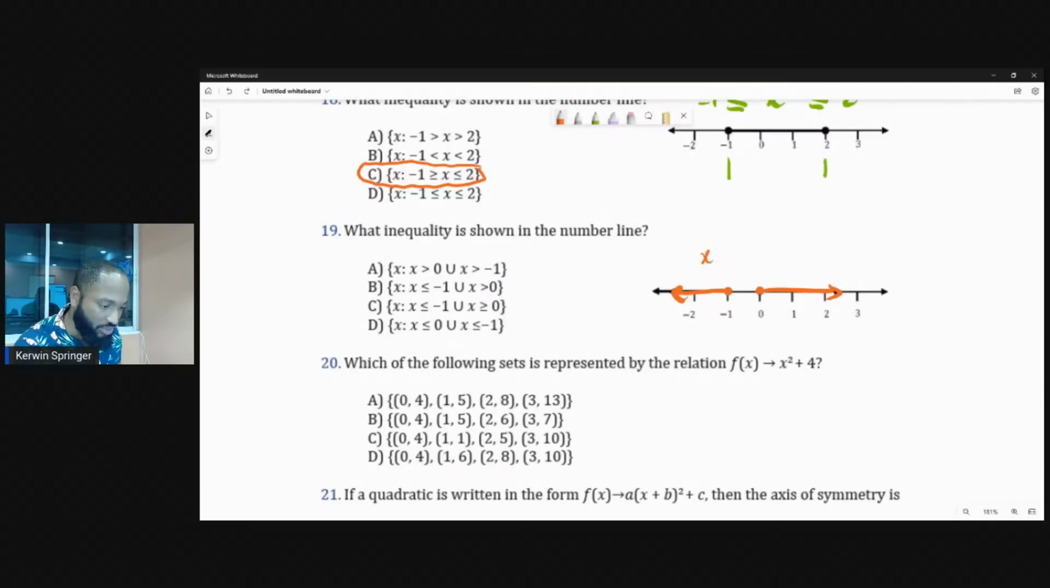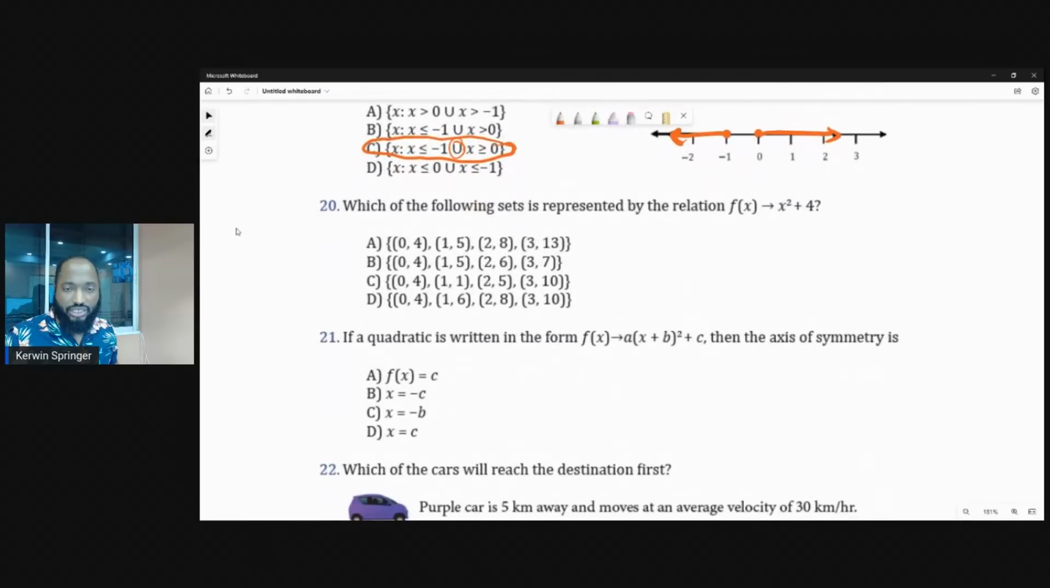But we want the value to be less than -1. Who's saying less than? Let's see. x is less than -1. You all following me? And x is also more than 0. This is ideal. And this union here just stands for or.